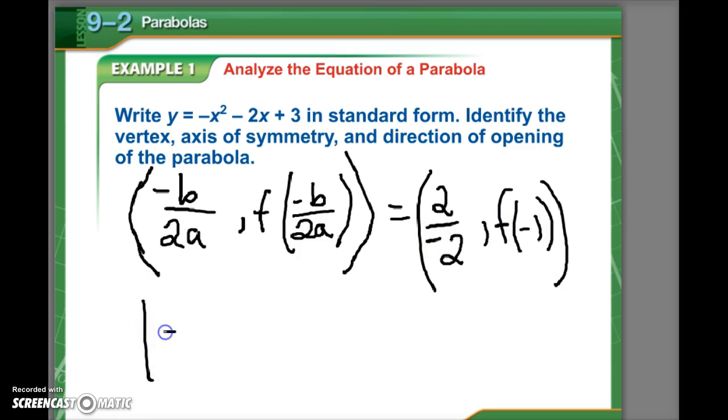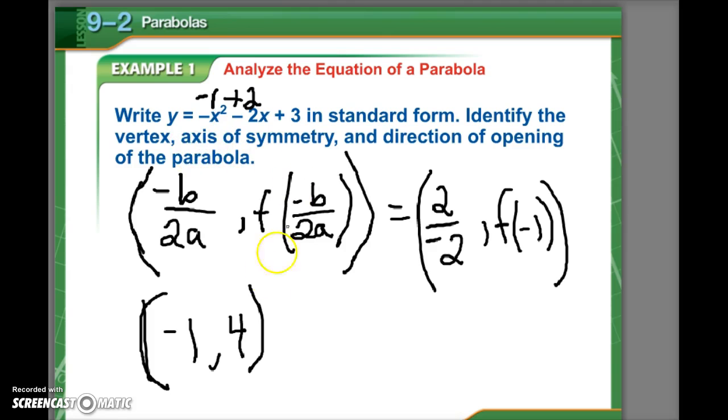So my point, negative 1, comma, I'm going to plug in negative 1. So right here, if I plug in negative 1 squared is positive 1. But then I have this negative, so I'm at negative 1. Negative 2 times negative 1, that's positive 2. And then plus 3. Negative 1 plus 2 is 1. Plus 3 is 4. So my vertex is negative 1 comma 4.